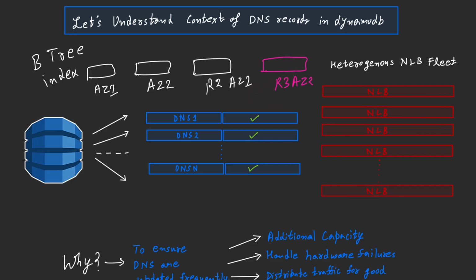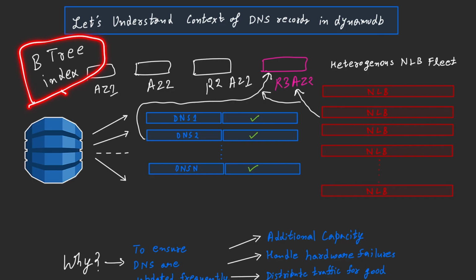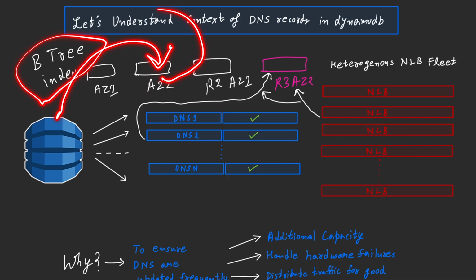When this node gets created, I will need one new DNS record entry to point to it. There will be an NLB which points to this node, and for handling that NLB, I will need a DNS record value. So that's how NLBs and DNS records come into the picture. DynamoDB is nothing but code logic with B-tree indexes, so that you use the B-tree index, go to a particular node, and get your data.